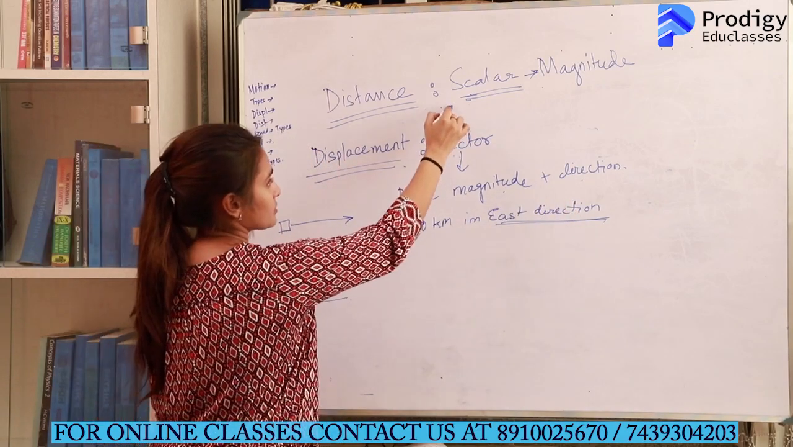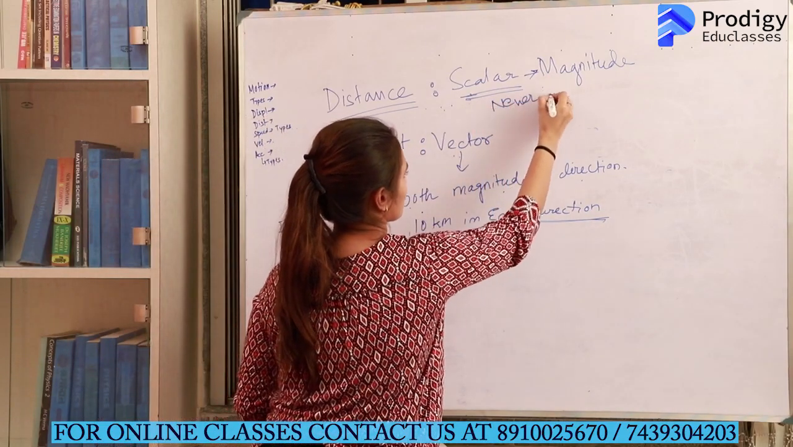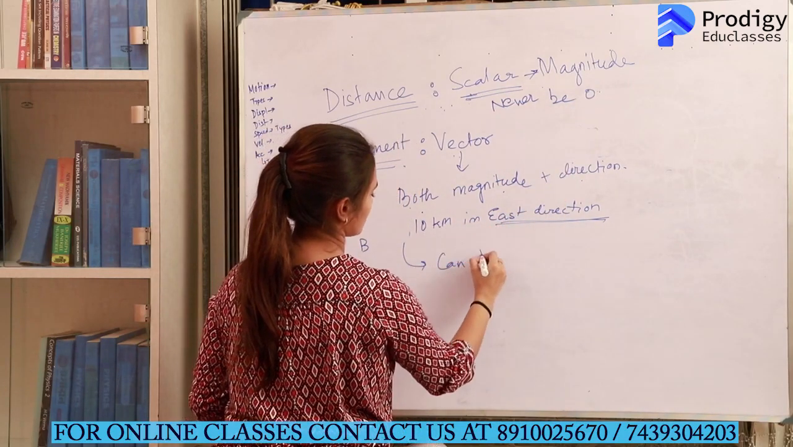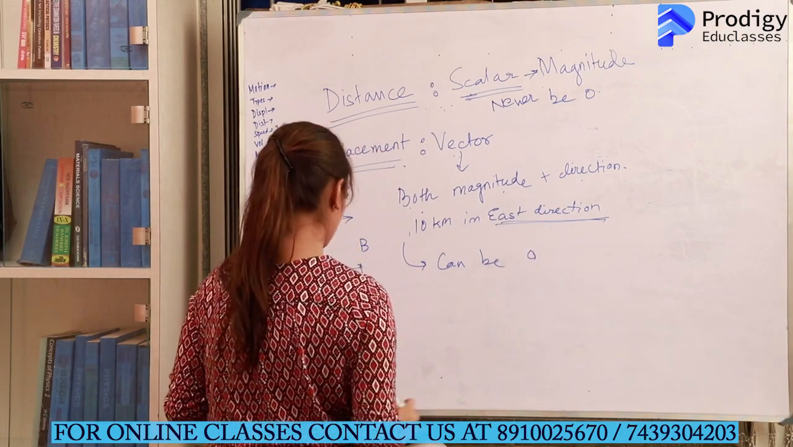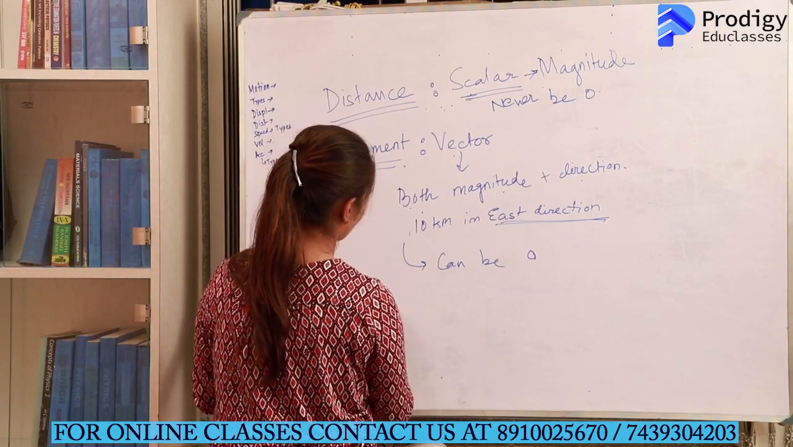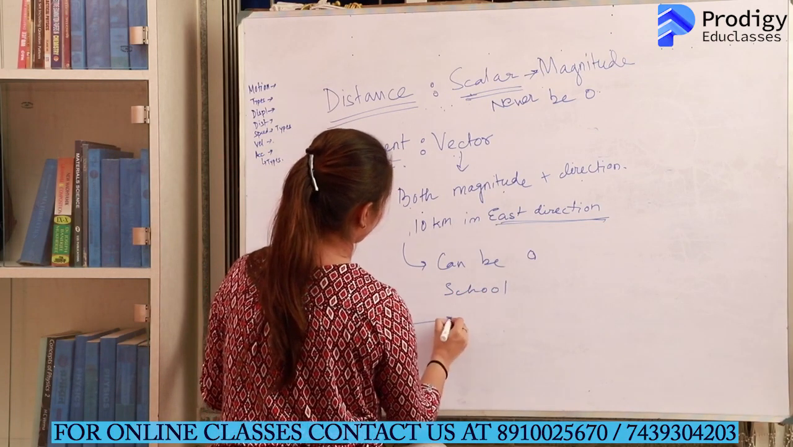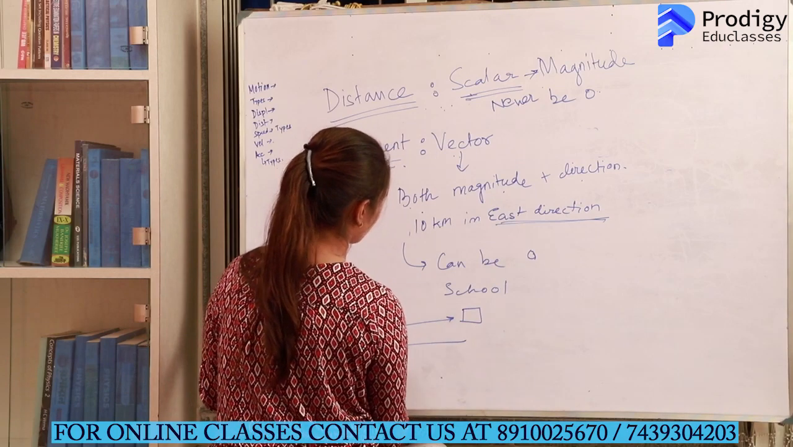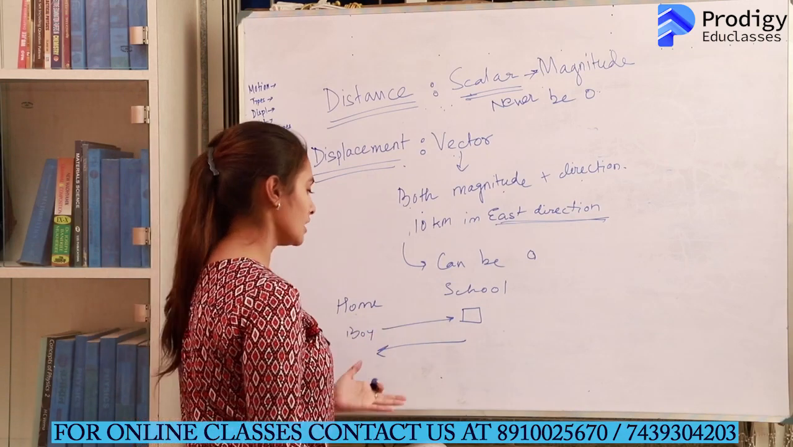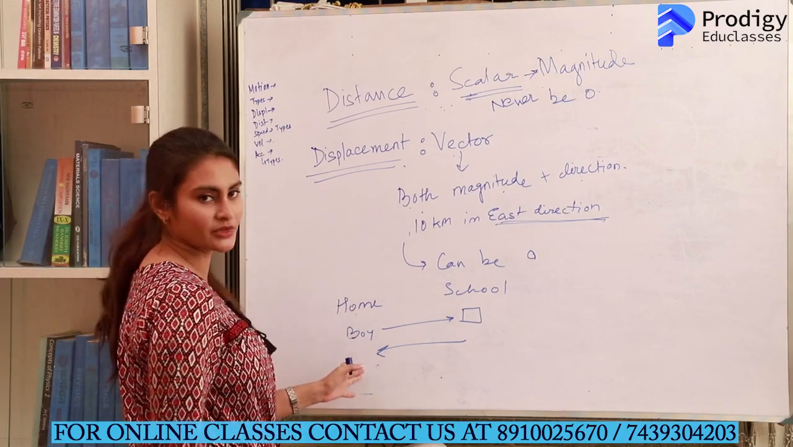The third point of difference between distance and displacement is that distance can never be zero, but displacement can be zero. Let's take a very simple example of this. Suppose a boy has started his journey from his home to school, and he again comes back to his home. Like we all know, if we start our journey from home to school, we will reach there and again we will come back.